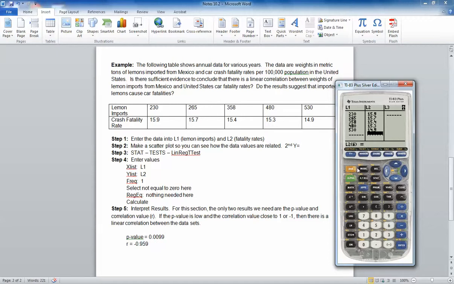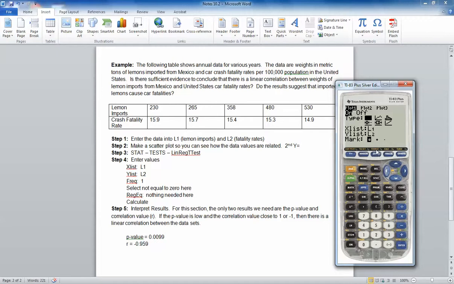I'm going to hit second quit, and I have an additional step here. Let's take a look at a scatter plot so you can see how the data values are related and what they look like. Hit second y equals, choose stat plots, and turn them on. We want the first type of plot, which is the scatter plot. The x list is L1, the y list is L2, and choose whatever mark you want. Then to graph statistics graphs, you hit zoom.